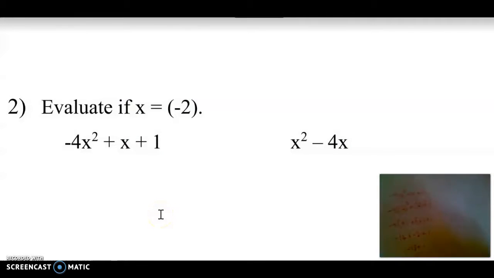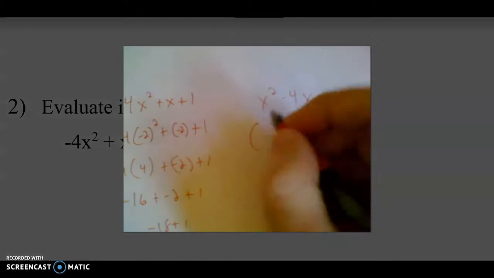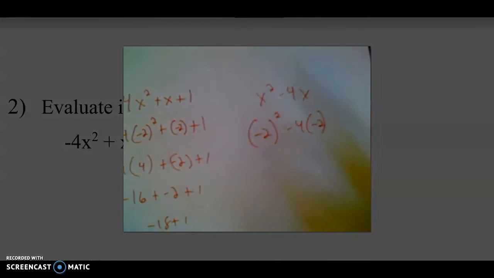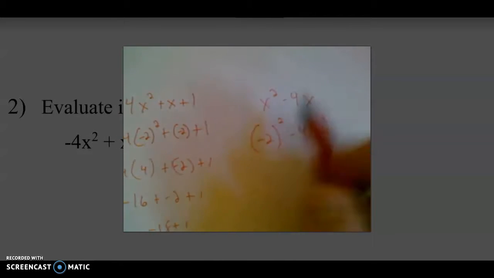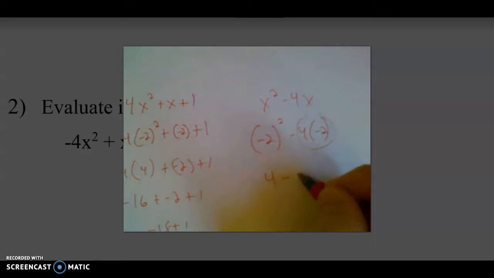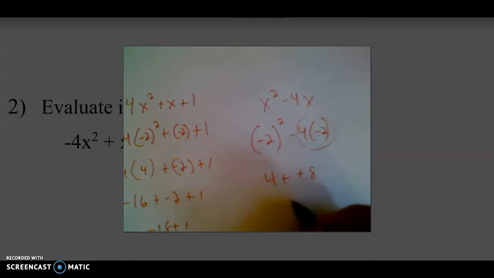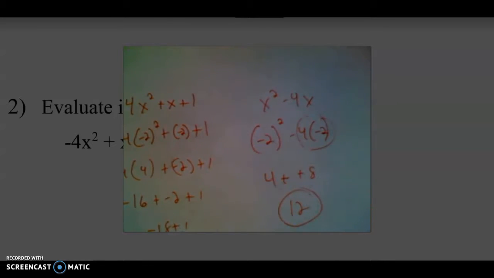The second problem is x squared minus 4x. Again, replace the x's with parentheses and put negative 2 in the parentheses. And the order of operations. So exponent, negative 2 squared is 4, minus 4 times negative 2 is negative 8, and then you are subtracting that. So it really means you have 4 plus 8, or 12, as your answer.